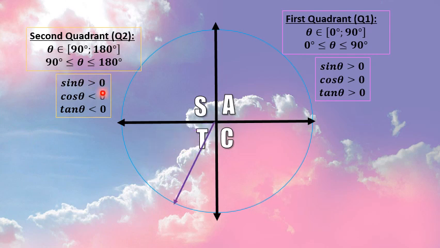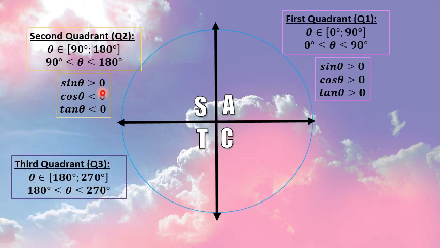Look at how that purple ray rotates from 180 degrees all the way to 270 degrees. So theta is an element of 180 to 270 degrees, or you can say theta is sandwiched between 180 and 270 degrees, same thing. And quadrant 3 is known as whose quadrant? Who is the only positive trig ratio? Yes, T for tan theta. So over here, tan theta is the only positive trig ratio in this quadrant.